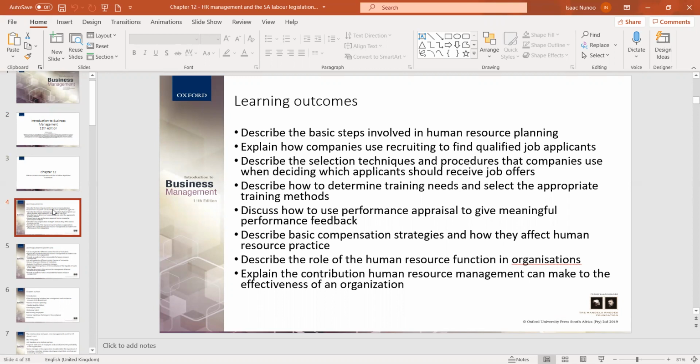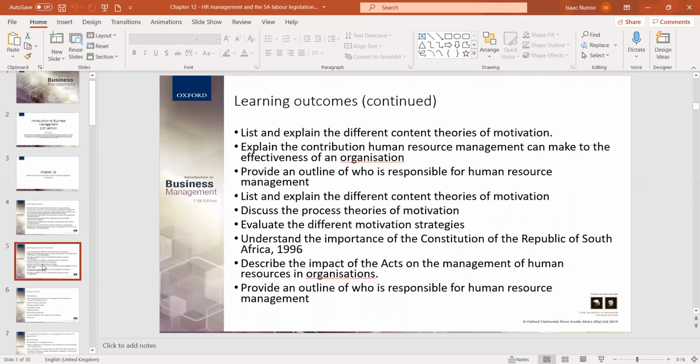and explain the contribution human resource management can make to the effectiveness of an organization. We also continue with our learning outcome: list and explain different content theories of motivation, outline who is responsible for human resource management, discuss the process of motivation, evaluate the different motivation strategies, understand the importance of the Constitution of the Republic of South Africa, 1996, describe the impact of the Act on the management of human resources, and provide an outline of who is responsible for human resource.